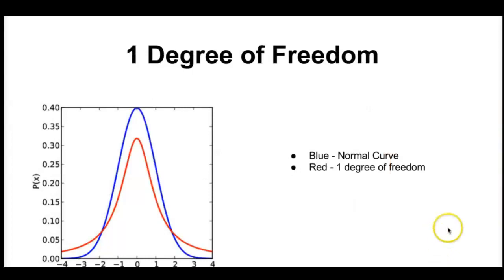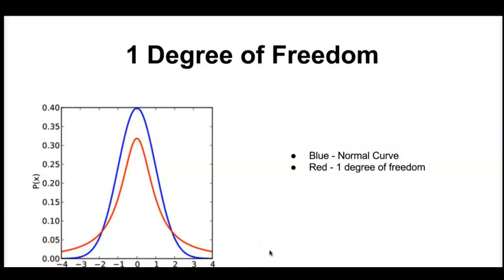If you look here, the blue is what a normal curve looks like. Here's the mean, and if you go 3 standard deviations out to the left or right, that's about where it ends. That's what a normal model does. But what he was finding with the mean is that with 1 degree of freedom, it had a fatter tail and didn't go as high.